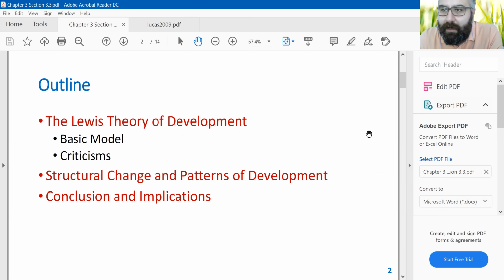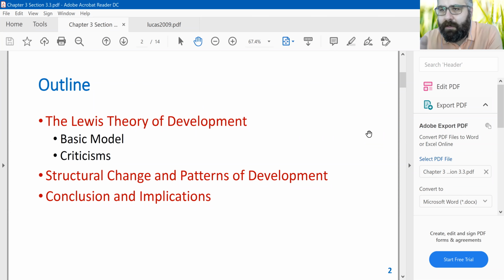And let's look at the outline for today. So first, we're going to look at this model developed by Arthur Lewis in the late 40s, or early 50s. I'm not exactly sure at the moment. So first, we're going to look at the basic model. We're going to use a graphical approach, not the algebra approach. Then we're going to discuss some of the criticisms raised for this model. After that, we're going to discuss further issues regarding structural change.